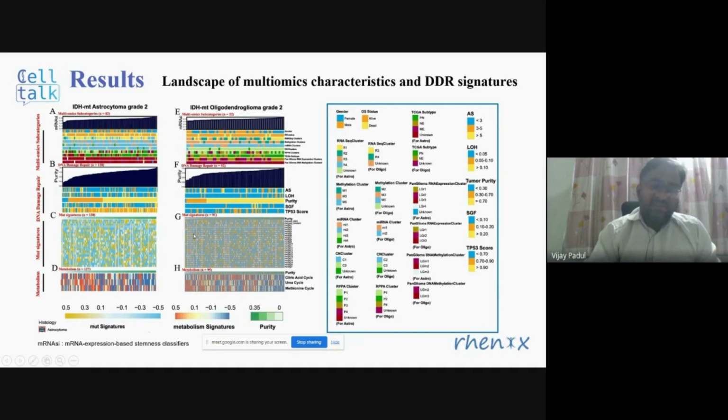Then mutational signatures, like blue means low number of mutations and yellow means high number of mutations. So that is presented here to identify which subtype will have a higher number of mutations. And then metabolism signatures. So again, red means higher metabolic activity and blue means a lower metabolic activity, and that with respect to citric acid cycle, urea cycle, and methionine cycle, it was analyzed.